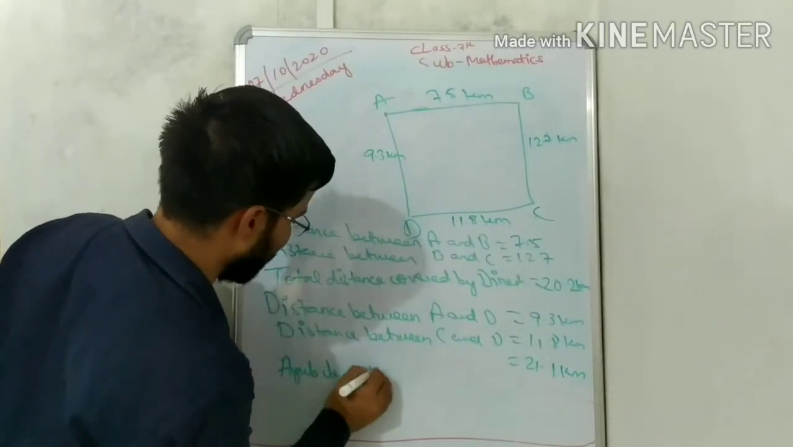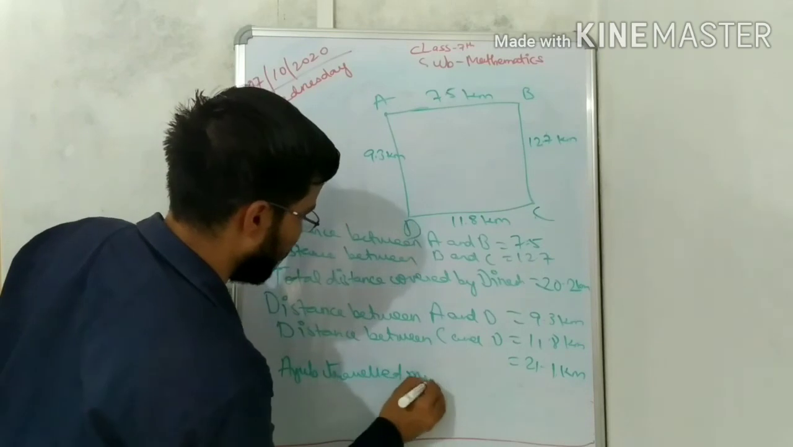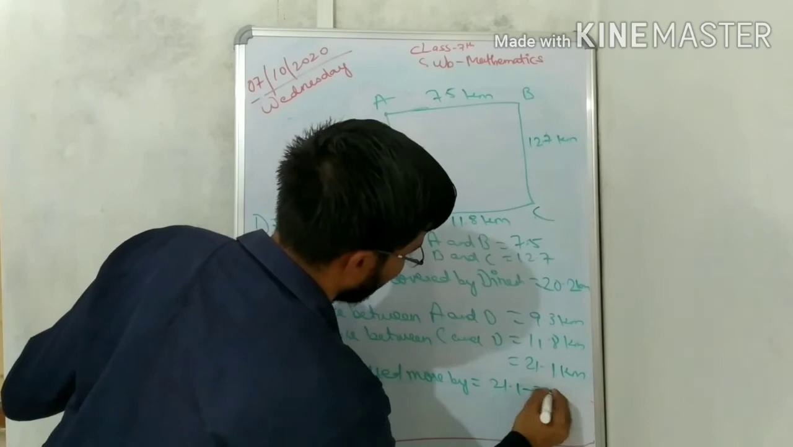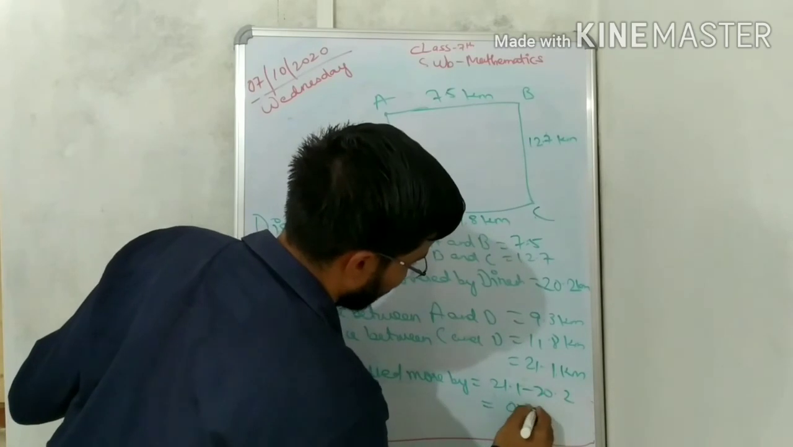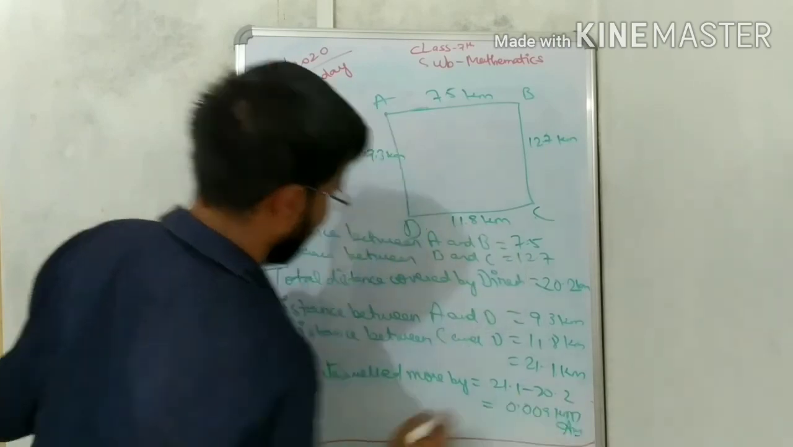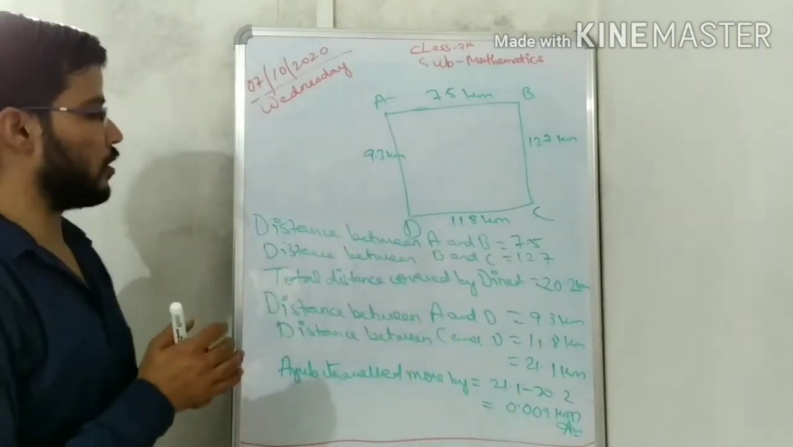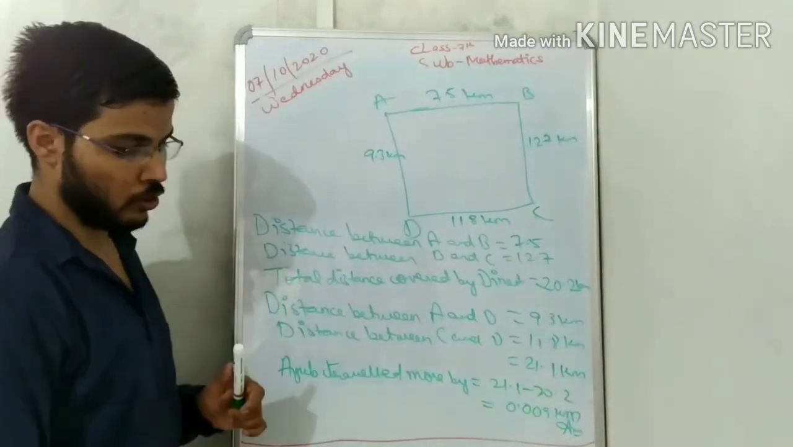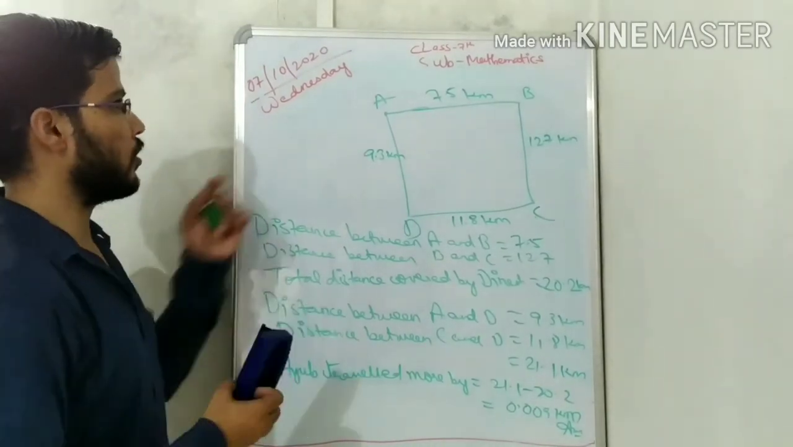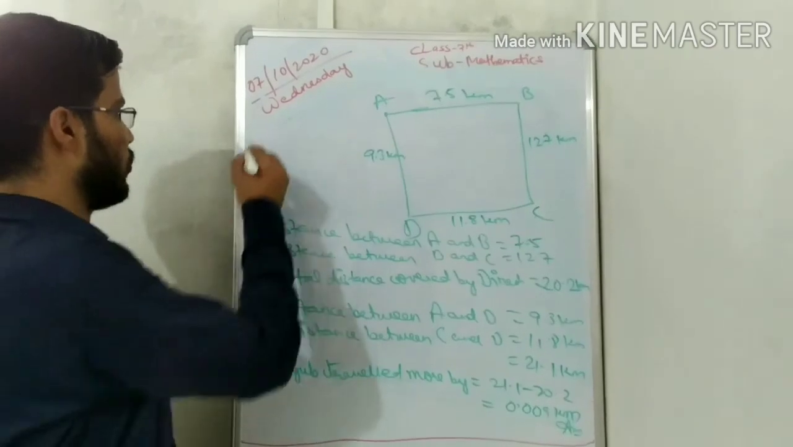So we will find how much more he has traveled. For that we will subtract 21.1 minus 20.2. We will get 0.9 kilometer. So we can say that Ayub traveled 0.9 kilometer more than Dinesh. Have you got it? So in this way we have to do the second question.